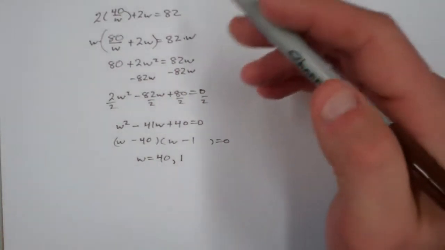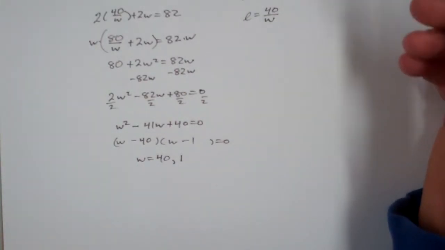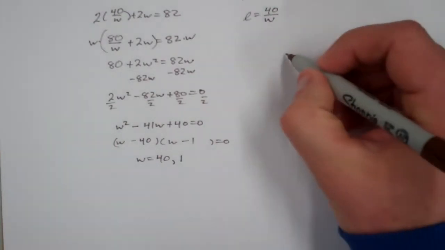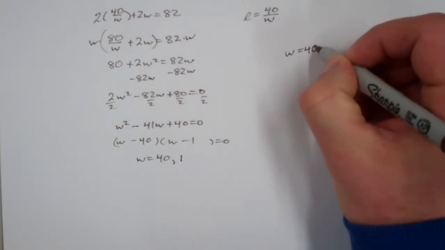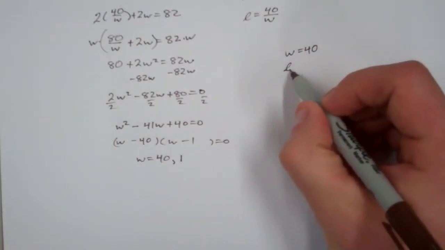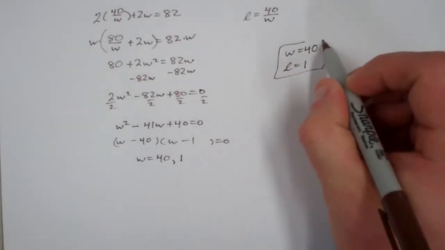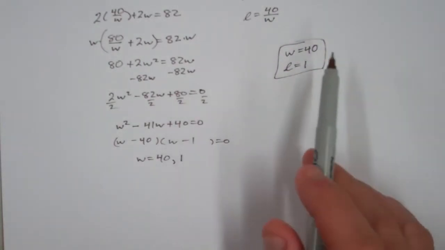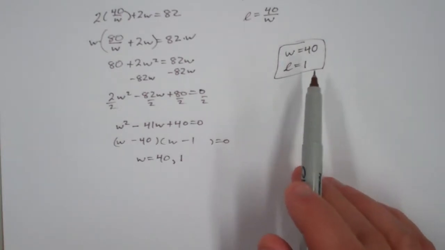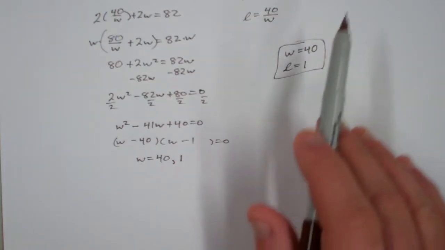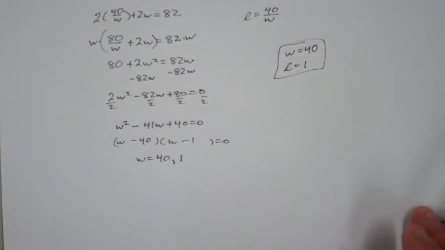Remember that the relationship between these two is that L times W is equal to 40. So let's call the W 40, and 40 times 1 of course would be the length. So these are two different dimensions of a rectangle. When we add 40 and 40 and 1 and 1, that's the perimeter, we get 82. When we multiply the width times the length, we get the area, which is 40 feet squared.